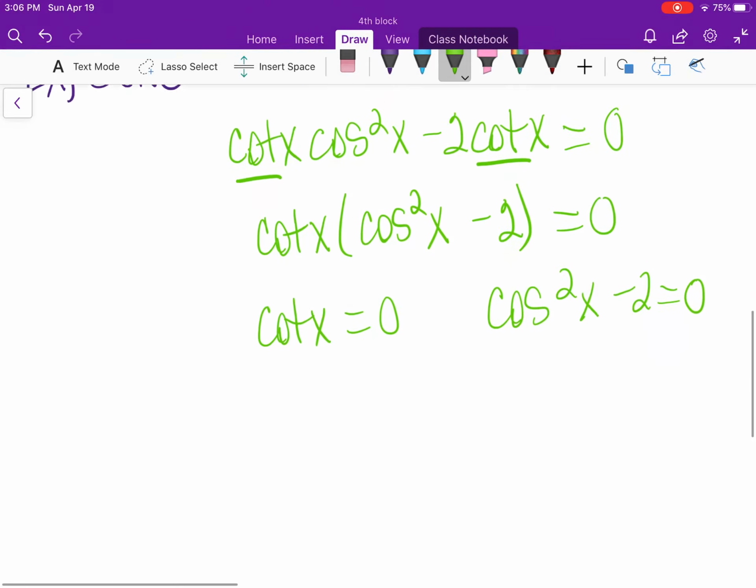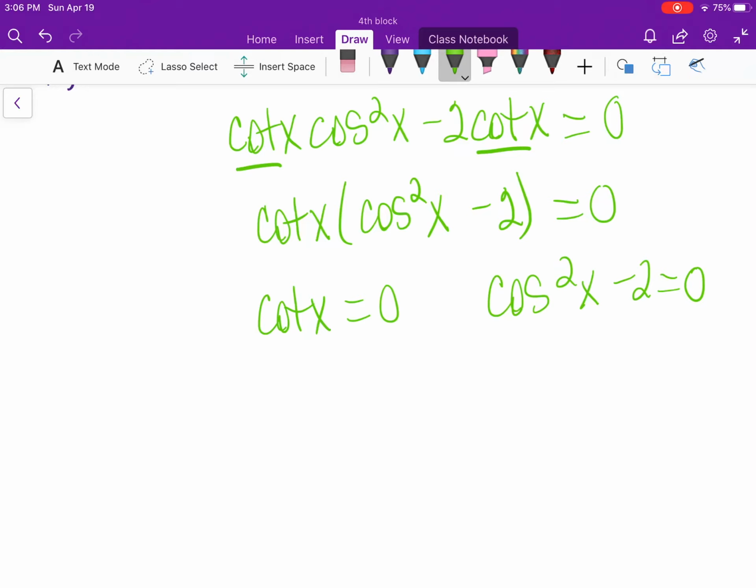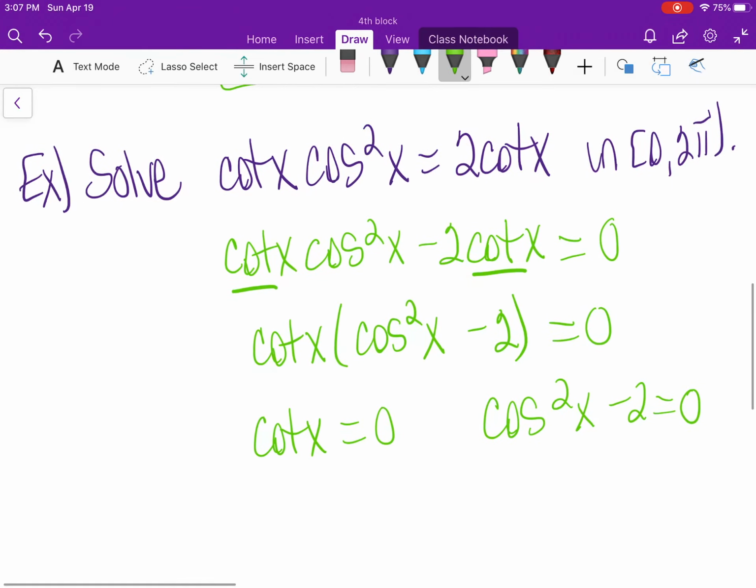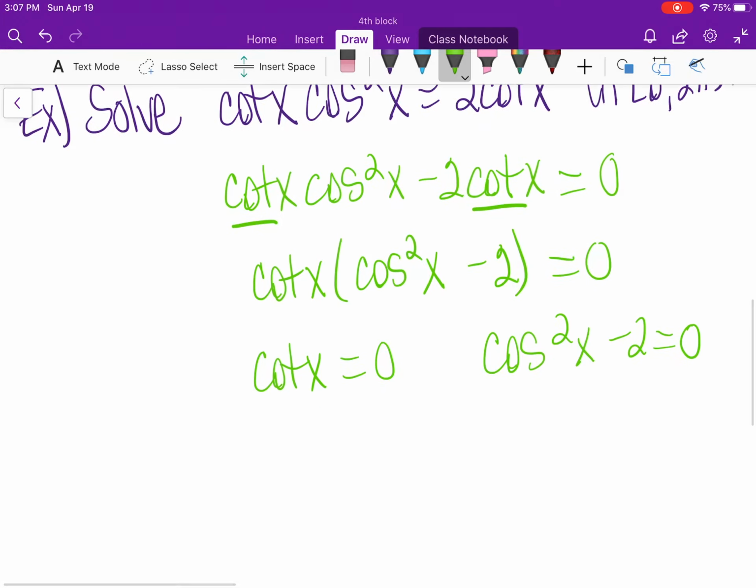So once you've set your factors equal to 0, first of all, we want to look at cotangent x equals 0. Where does your cotangent value... Oh, and I forgot this part of the directions. This should say in 0 to 2 pi as well. Sorry about that. Okay, so where does cotangent equal 0? Well, cotangent is x over y, so if it's going to equal 0, your x needs to be 0. So that's going to be at pi over 2 and at 3 pi over 2.